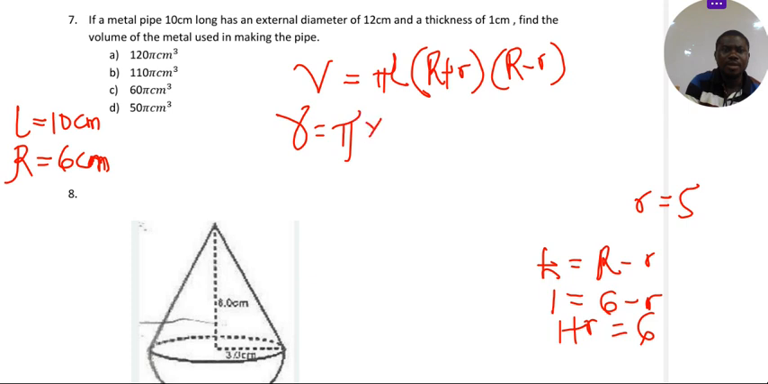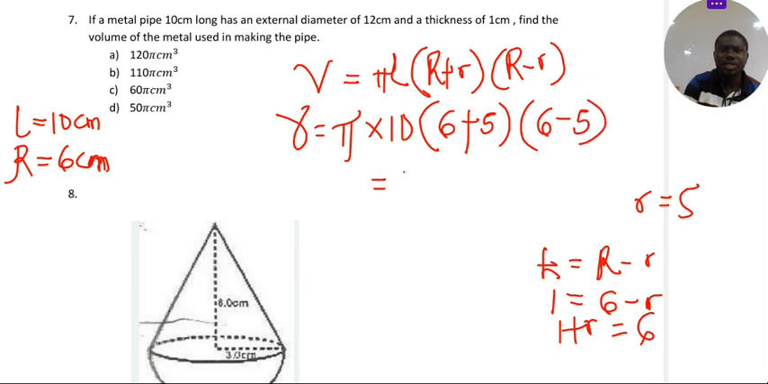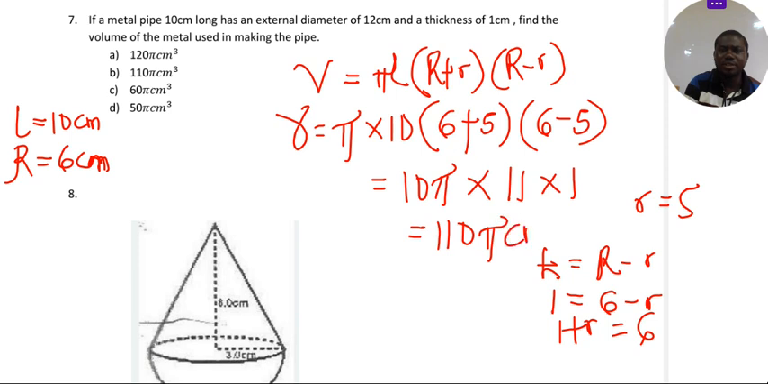V equals pi, the length of the pipe is 10 centimeters. Observe that they must all have the same unit, centimeters. External radius 6 plus internal radius 5, times 6 minus 5. So this is 10 pi times 11 times 1. That's 110 pi. Volume of material is 110 pi cm cube.